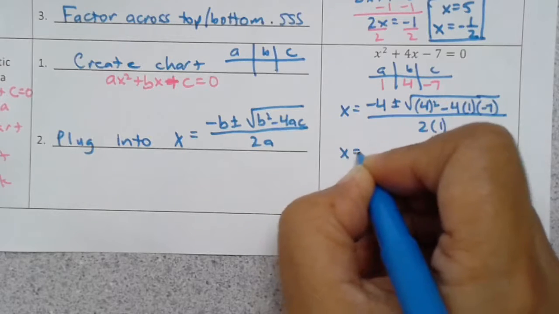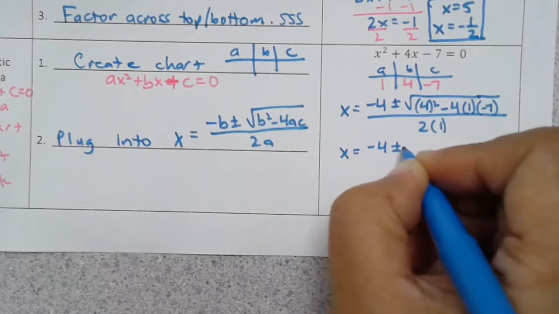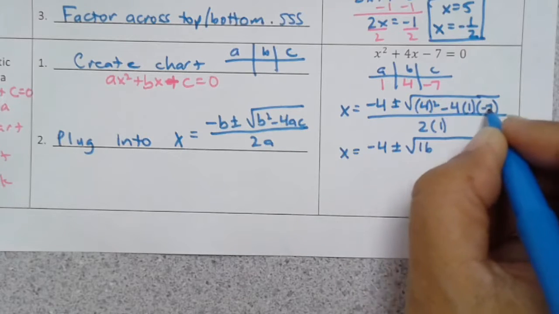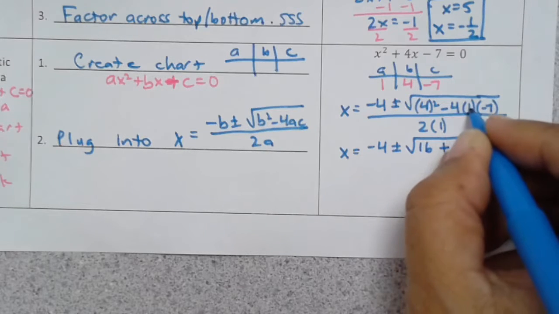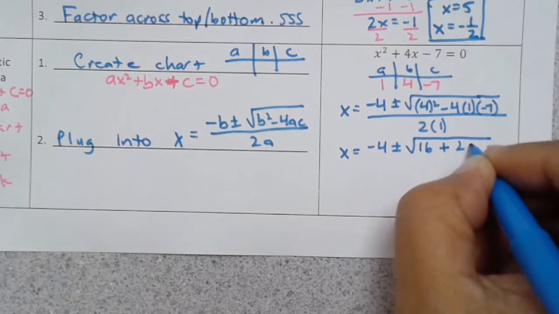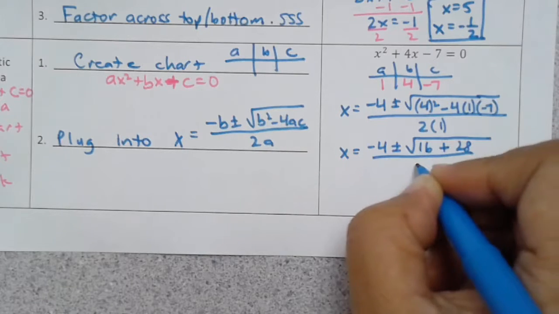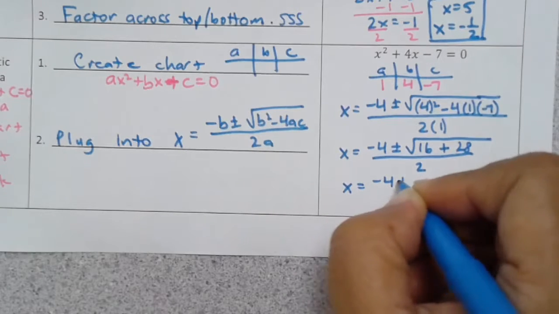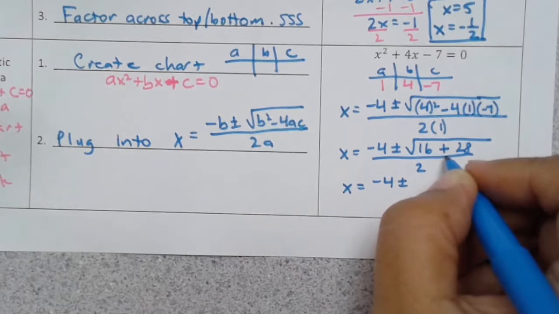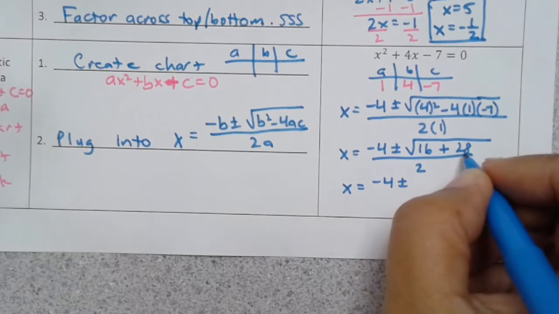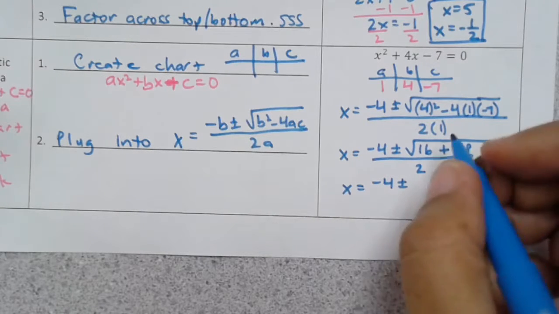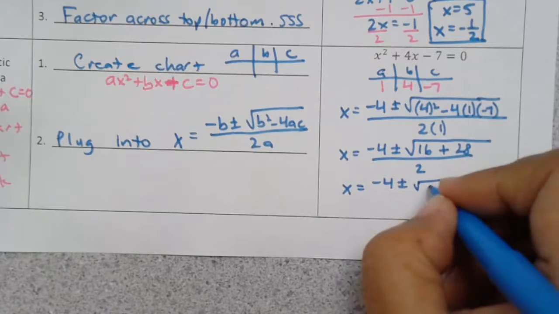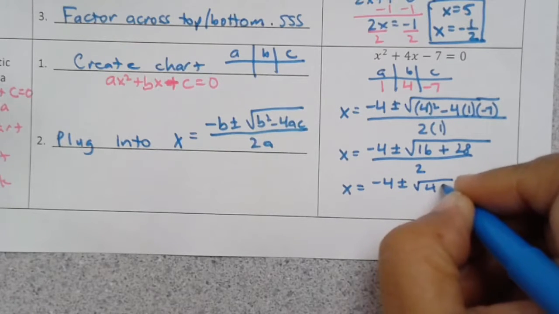All right, you start inside the radical to simplify. So I'm going to simplify inside here. 4 squared is 16. Negative times a negative is positive. 4 times 1 is 4. 4 times 7 is 28. 2 times 1 is 2. All right, let's go ahead and simplify a little further. 16 plus the 28 gets you a total of 44.